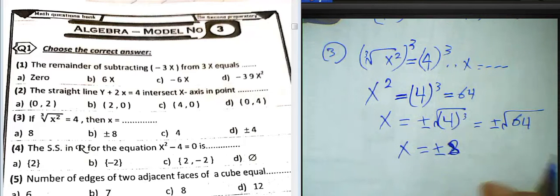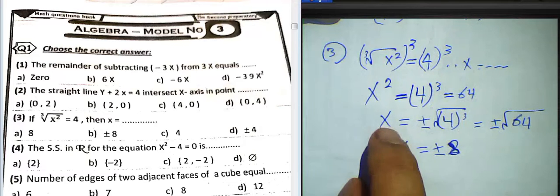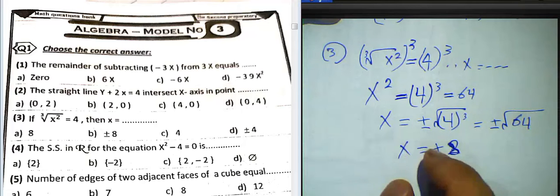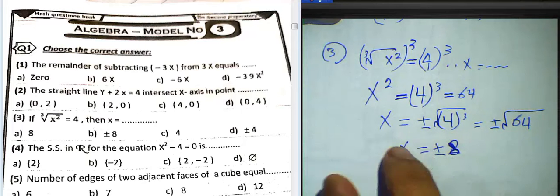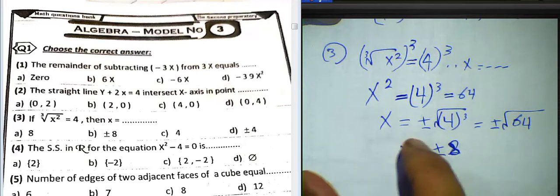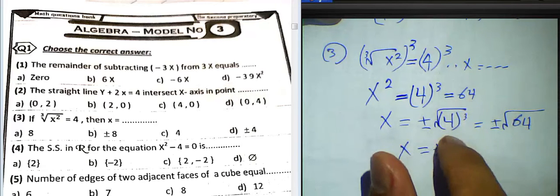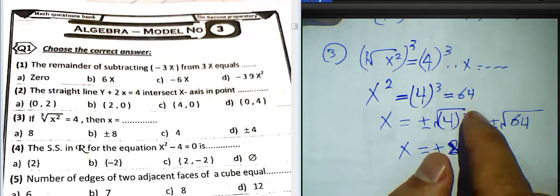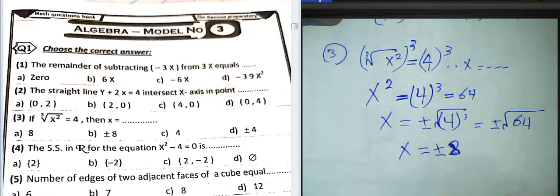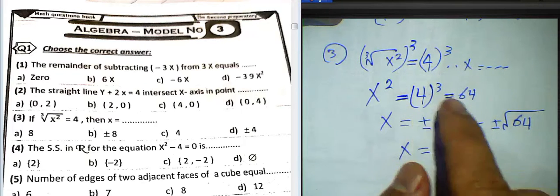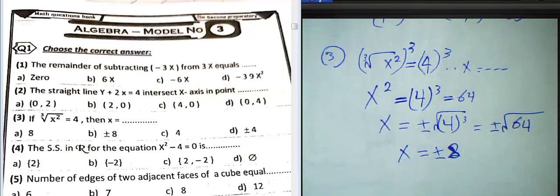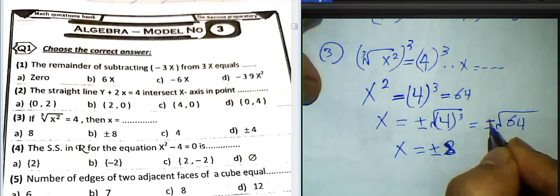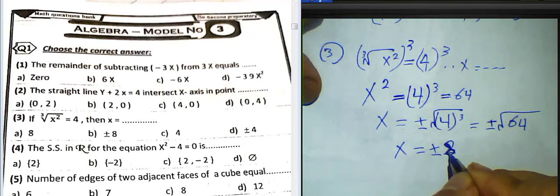Okay, my students? 4 power 3 equals 64. And you must take the square root, positive or negative, of x power 2, which will be x, and the square root of 64 will be 8. Here the cubic root of 64 is 4 because 4 power 3 equals 64.